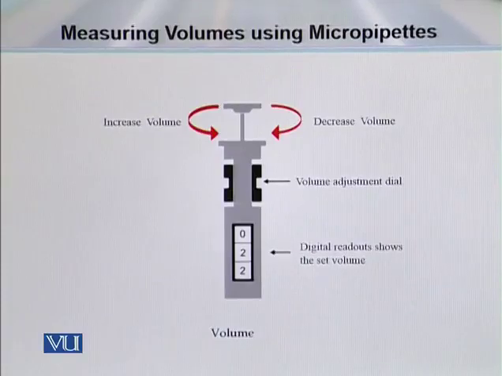Volume adjustment can be done by rotating this volume adjustment dial clockwise or anti-clockwise. In one direction, it increases the volume. In the other direction, it decreases the volume. The volume can be read out from the digital volume indicator. As you can see in this slide, the volume is 22 microliter which can be taken up.